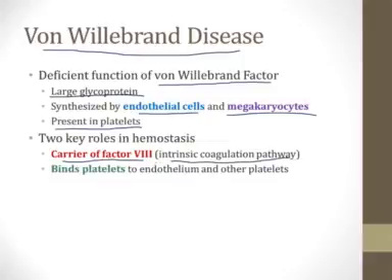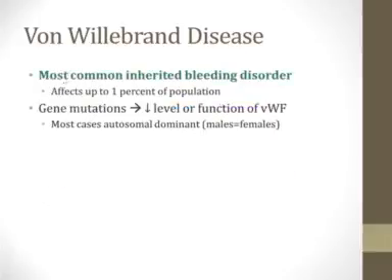So if you are deficient in von Willebrand factor, you will also be deficient in factor VIII of the coagulation cascade. Its second role in hemostasis is to bind platelets to the endothelium and also to other platelets. Therefore, if you're deficient in von Willebrand factor, you will have poor aggregation and binding of platelets. Von Willebrand disease is the most common inherited bleeding disorder. It's believed to affect up to 1% of the population.